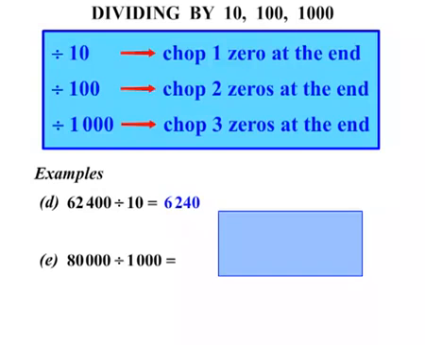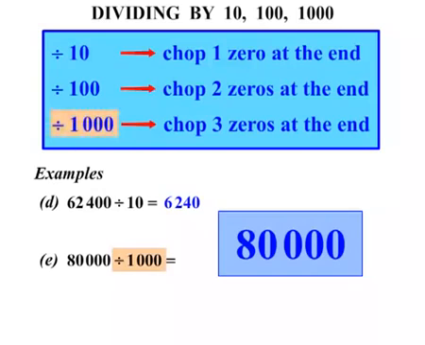80,000 divided by 1,000. Now these ones you actually just might know the answer straight away. That's fine. But let's look at how we can do it otherwise. 80,000, let's write that down. We're dividing by 1,000, so how many zeros do we chop off? That's right, 3. So those 3 zeros, out they go, and we're left, the answer is 80.